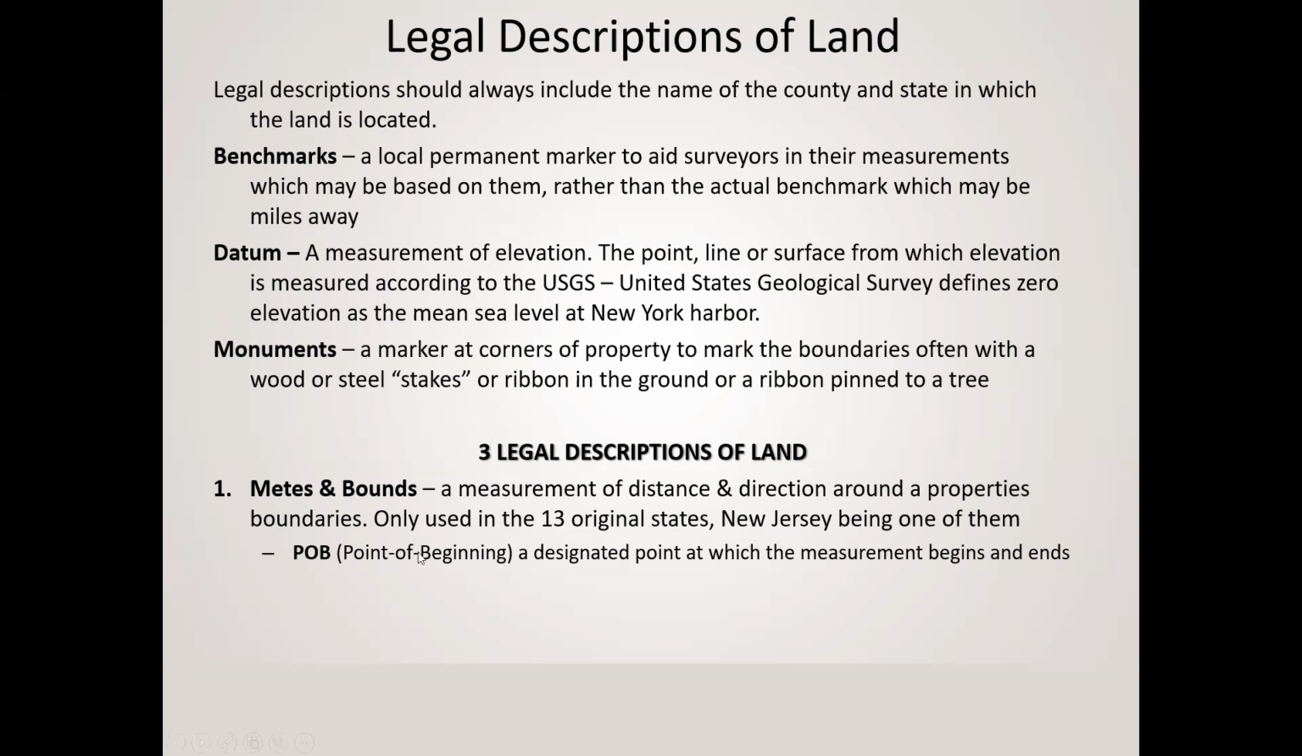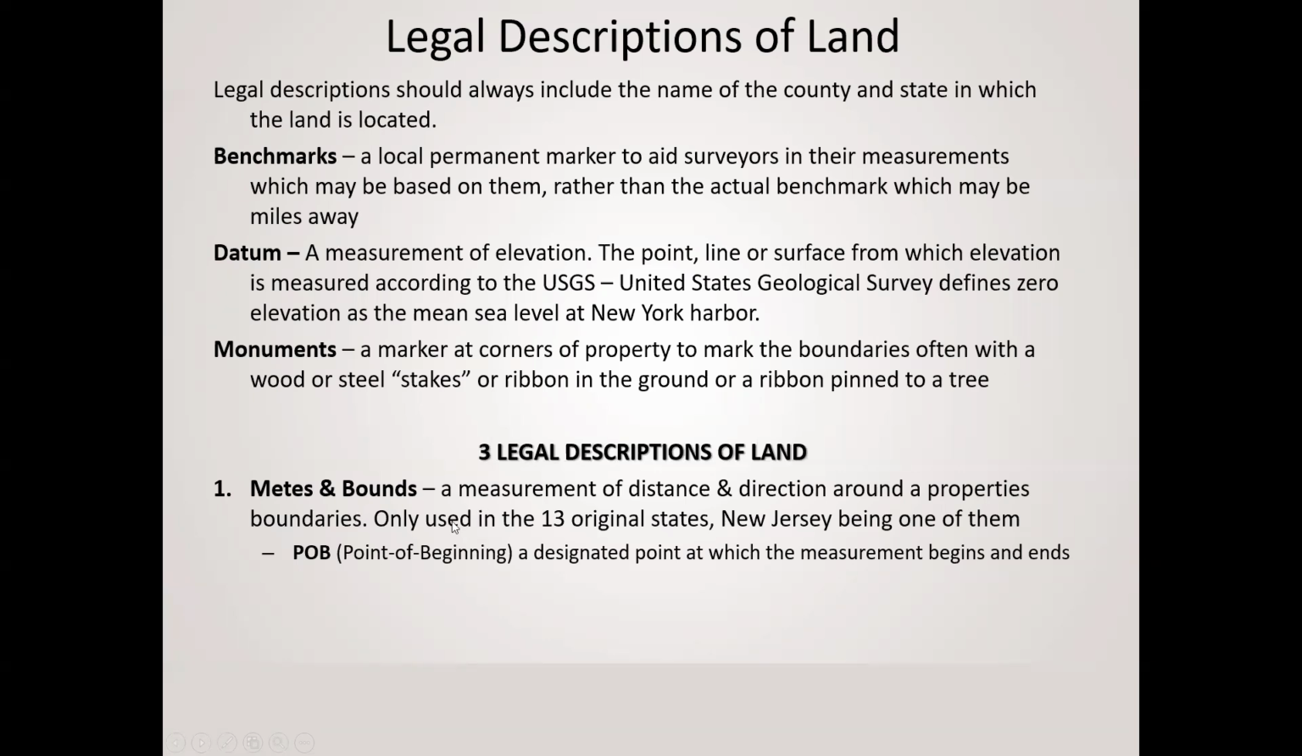So basically, they'll do a survey and they'll measure around the property's boundaries. That point at one of the corners of the property, the point at which they start that measurement, where the property's boundaries are being measured from, is called the POB, or point of beginning. And it doesn't matter if the surveyor measures the property clockwise or counterclockwise, as long as they note which direction they're going in.